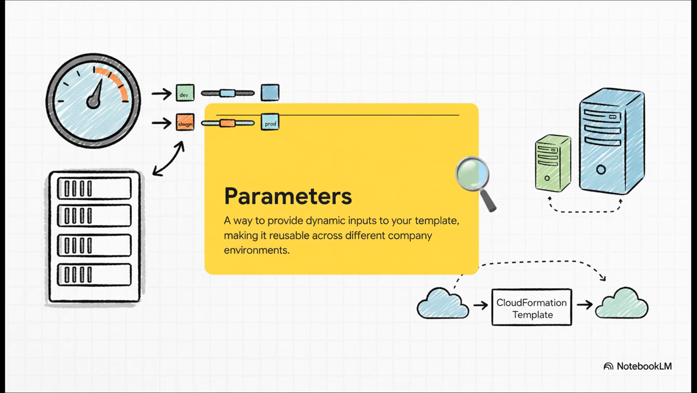Next, we have parameters. Now, you can think of these as the customizable knobs on your blueprint. So instead of locking in a specific server size, you can make it a parameter. Why is that cool? Because it means you can use the exact same blueprint to launch a tiny server for your dev team and a massive one for production. You just change the input value. It makes your blueprints incredibly flexible and reusable.